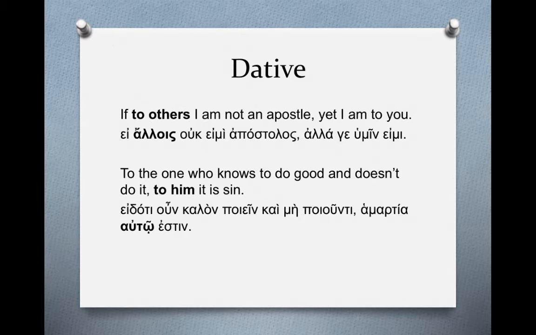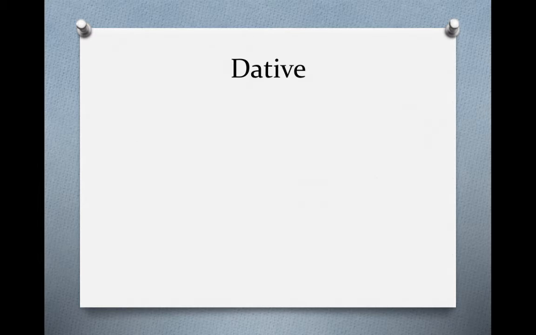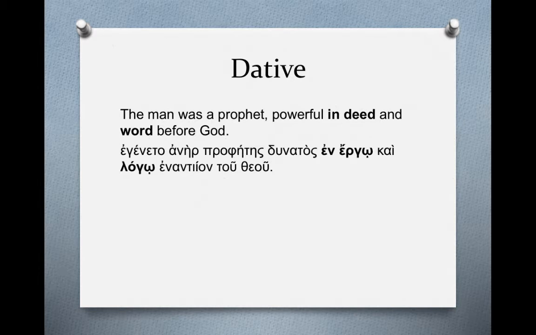And often, like we have to do in Greek, we'll rearrange it a little bit so it makes better sense in English. The key word, to, and then the word auto is from autos, which means he. And so we'll just put to him. Hamartia auto estin. To him, it is sin. The dative can also be the object of a preposition, as we see here.